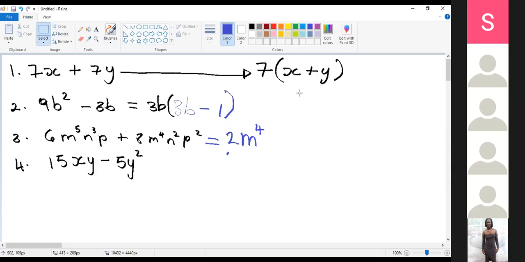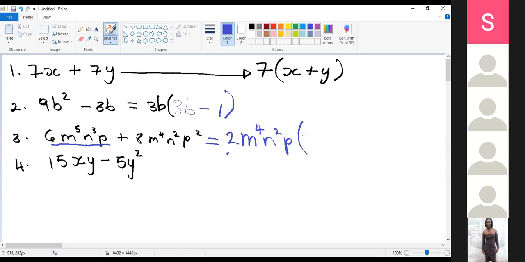N to the second power. N to the second, good. What about p? P. N to the second and then p. So this would be the factor. Tell me what goes inside the bracket now. So you're putting 2 m to the fourth, n to the 2 and p into 6m5 n3p. So tell me what you're left with after you put the factor into that.